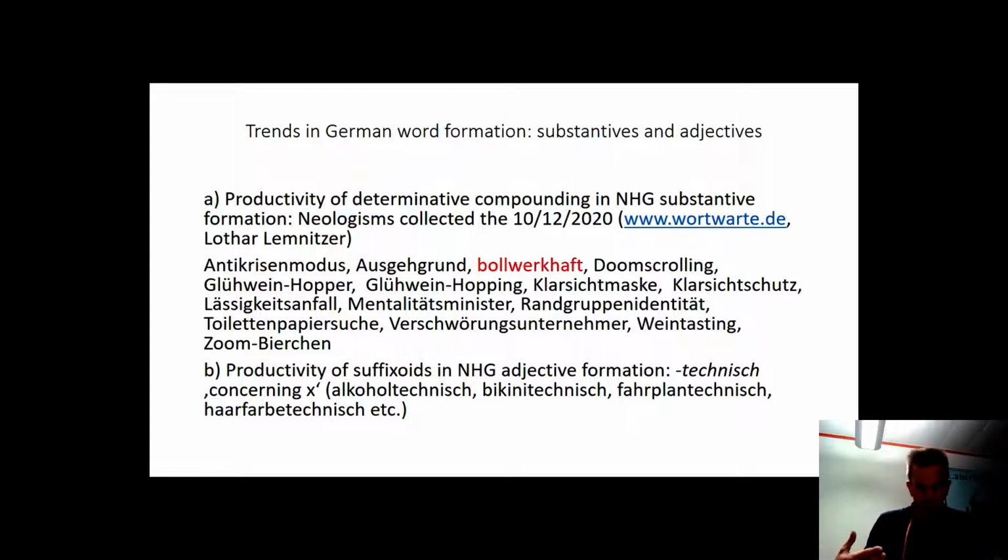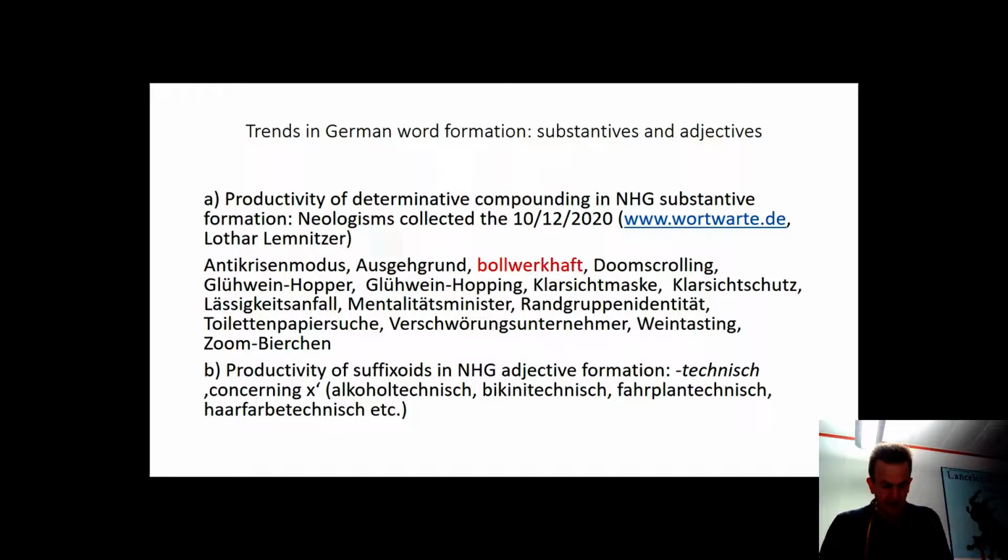From the year 2000 to 2020, the corpus linguist Lothar Lemnitzer regularly published finds of neologisms on his website Wortwarte. The final list from December 10th, 2020 contains 15 entries, 14 of which can be classified as determinative compounds. Only the adjective bollwerkhaft is out of the ordinary.